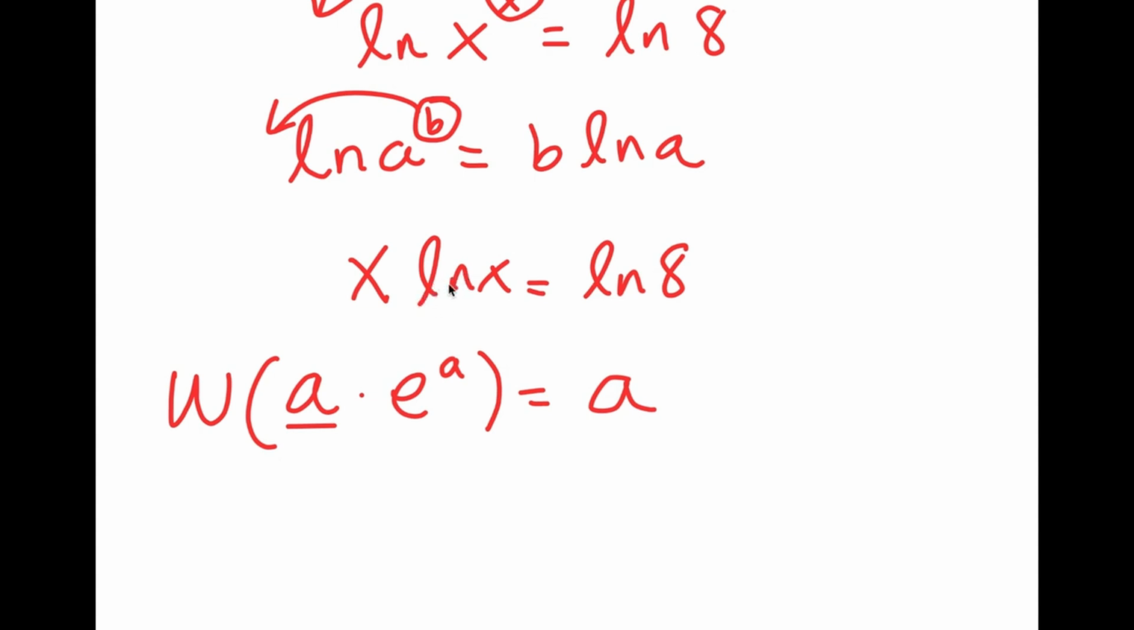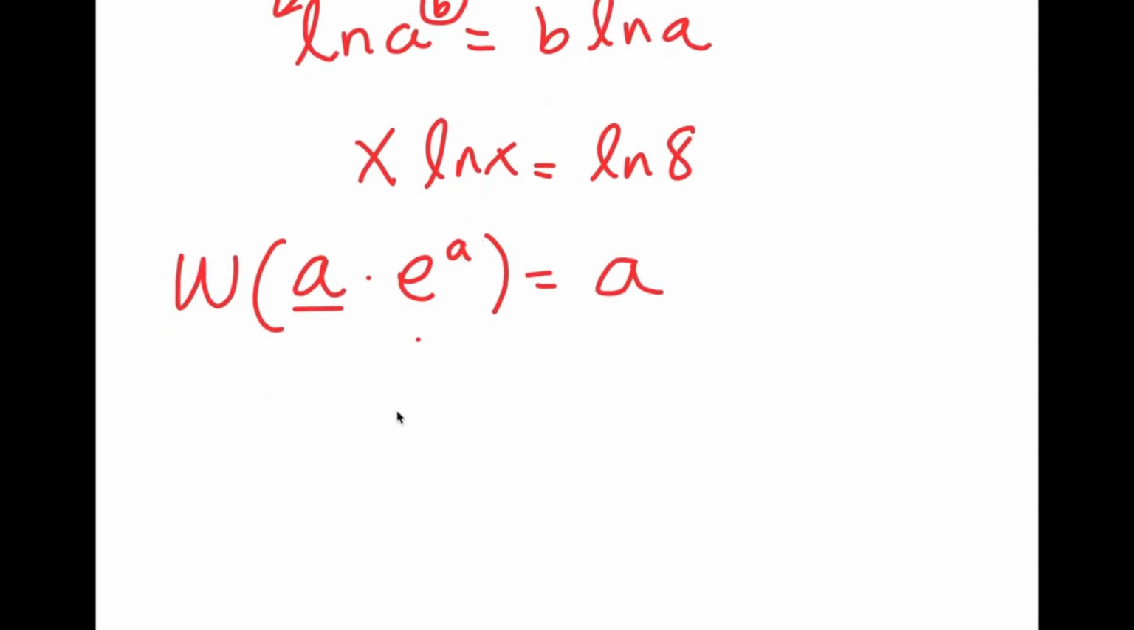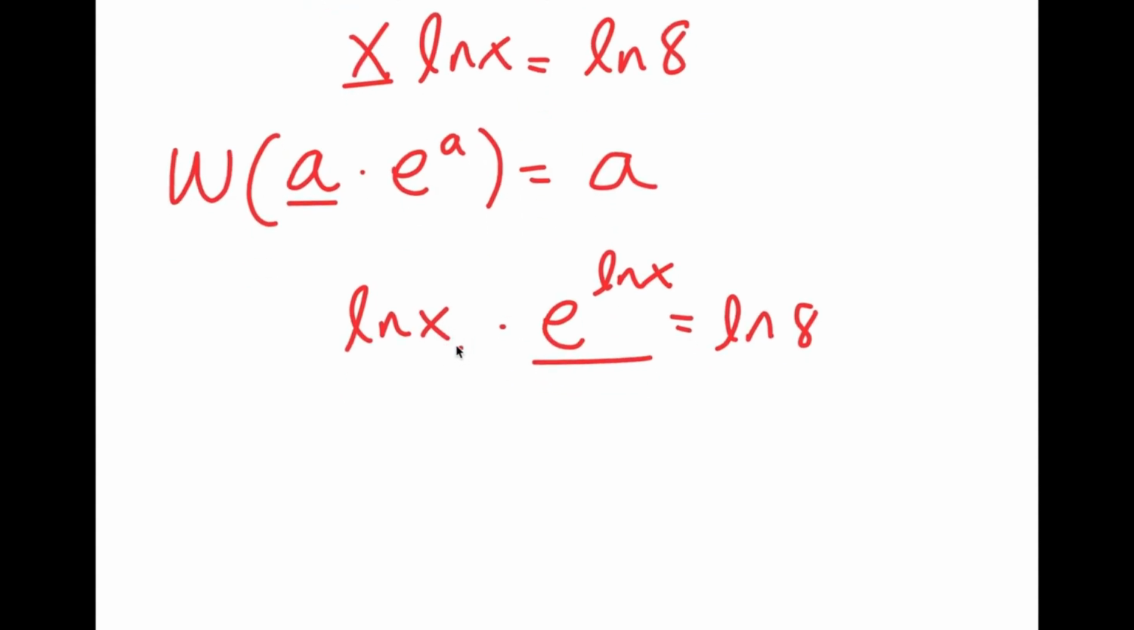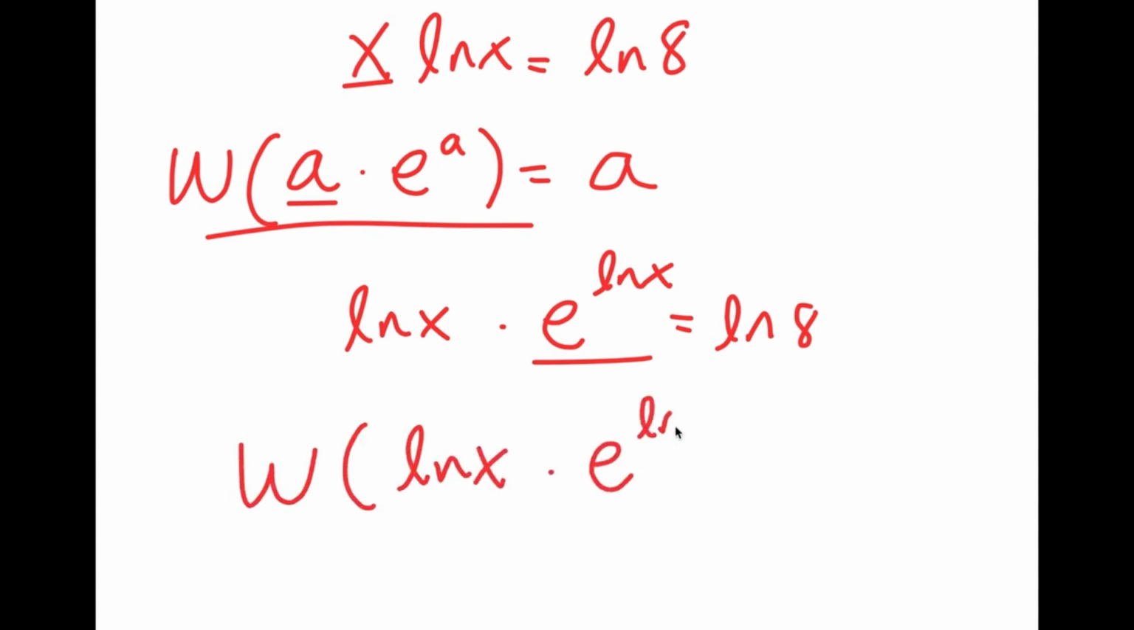In this case, I'm going to rewrite this as ln x times e to the power of ln x is equal to ln 8, because x is the same thing as e to the power of ln x. So now I can use this formula. I'm going to take the W on both sides. So I have W of ln x times e to the power of ln x is equal to, what I have to do on one side, I have to do the other side, so W of ln 8.